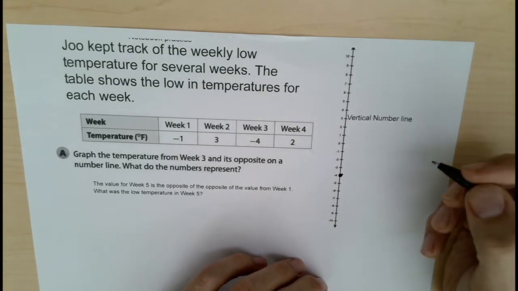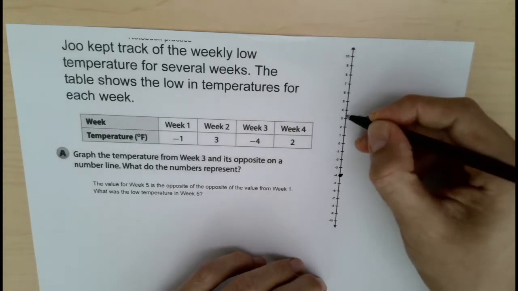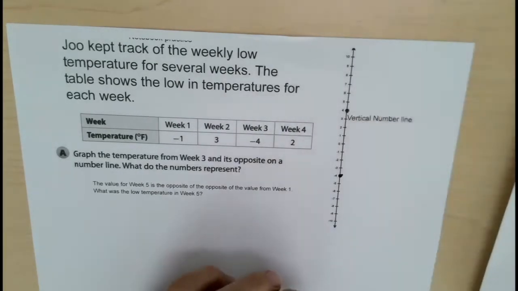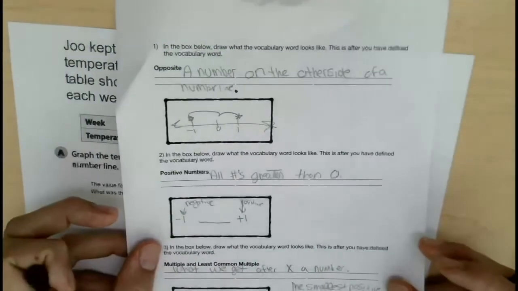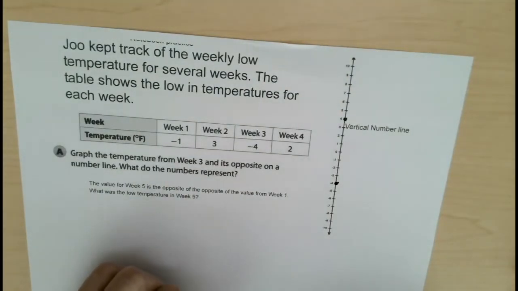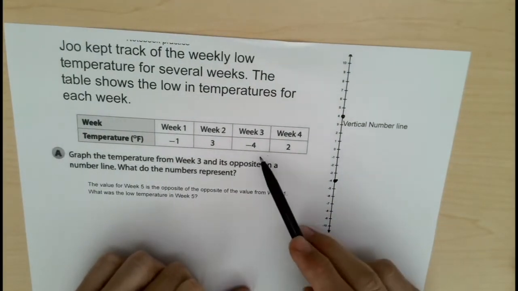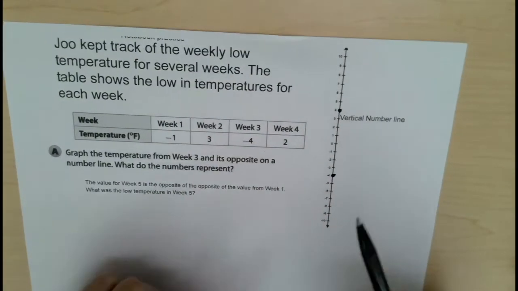Now we have to plot its opposite on the number line. The opposite of minus 4 is a positive 4. Remember, a positive number is all numbers greater than 0. So what do the numbers represent? Minus 4 represents a temperature of 4 degrees below 0, while positive 4 represents a temperature 4 degrees above 0.